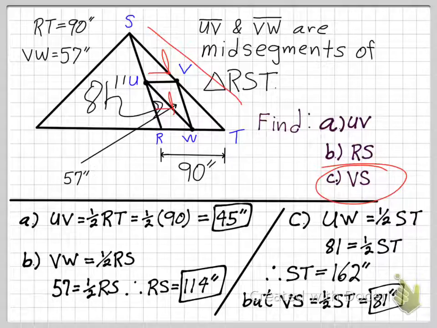If this is 81 inches right there, that's also 81 inches, and that's also 81 inches. So the mid-segment UW is equal to the line segment SV, which is equal to the line segment VT. That's basically what you've learned today: the mid-segment of a triangle is parallel to the third side and also half the length of that same side that it's parallel to.